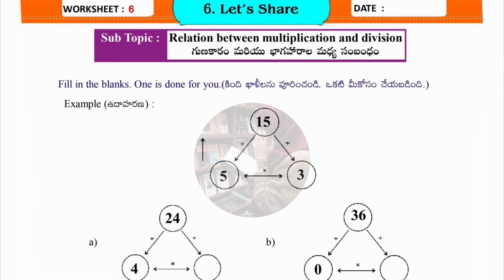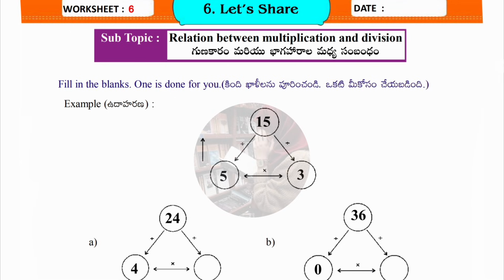Let's see. 15 is given. So this 15 can be written as 5 multiplied by 3. If we multiply 5 and 3 we will get 15. So if we divide 15 by 5 we will get 3. If we divide 15 by 3 we will get 5. Understood? So this is the relation between multiplication and division. Let's complete the rest of the problems.